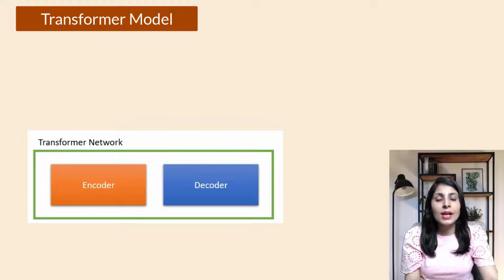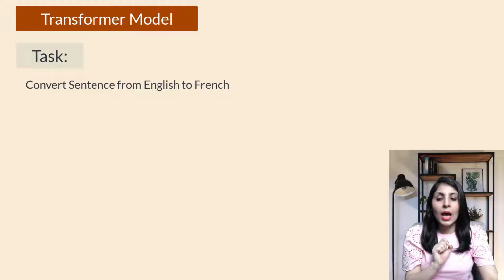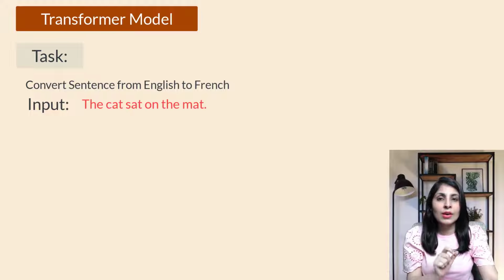Now let's understand encoder and decoder in detail. So let's assume we will understand the encoder and decoder part with an example. Okay, so let's assume we have a task. We want to use a transformer to convert a sentence from English to French. Okay, and input to transformer. In this case, if you want to perform this functionality, you want to convert a sentence from English to French, in that case the input to transformer will be a sentence. Suppose we have a sentence, the cat sat on a mat.